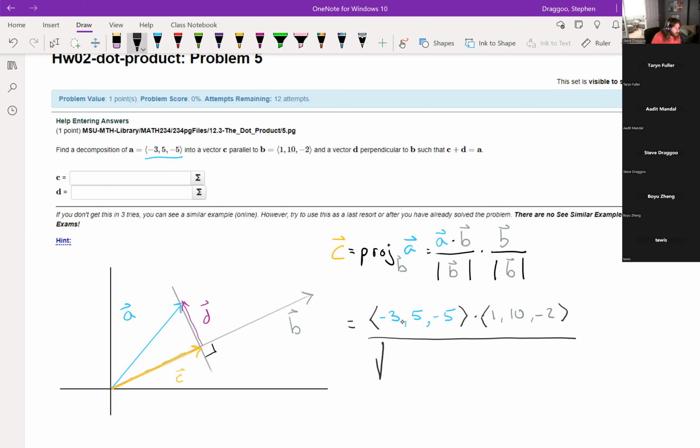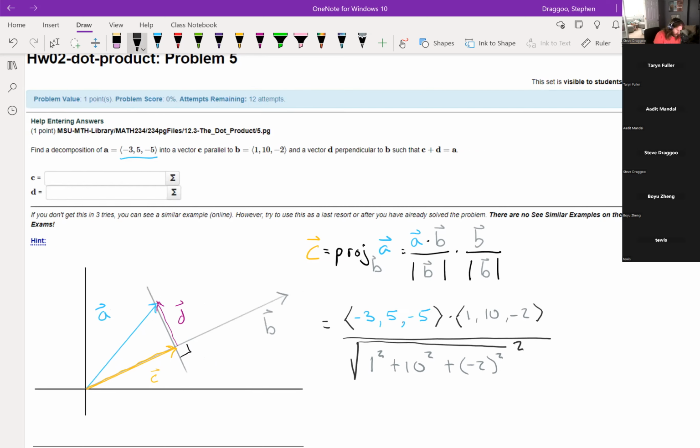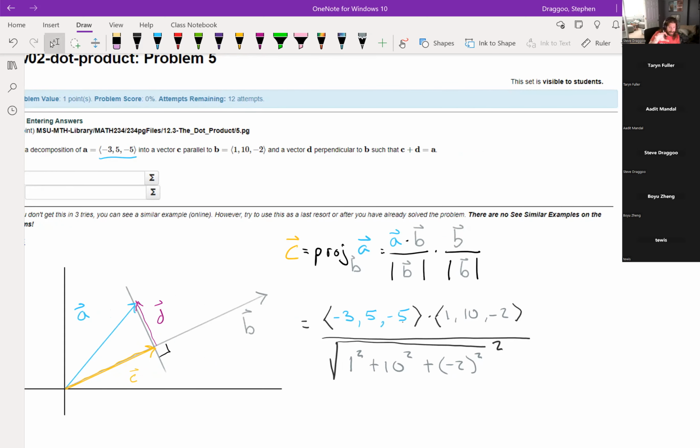So the magnitude of that vector should be 1 squared plus 10 squared plus 2 squared. And then we're just going to square that square root, because again, we're multiplying the magnitude of b into itself. And then we're going to multiply this value right here, which at the moment is going to come out to just a scalar value. This is just a single number.